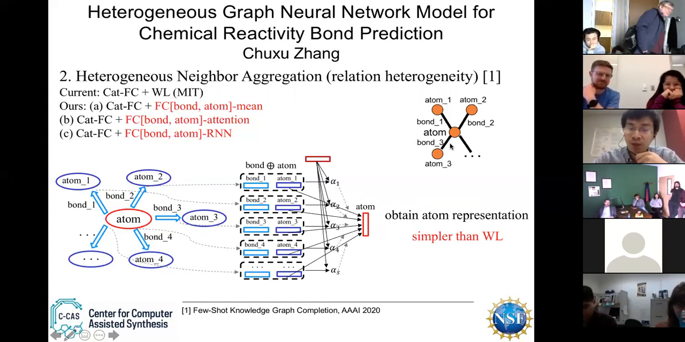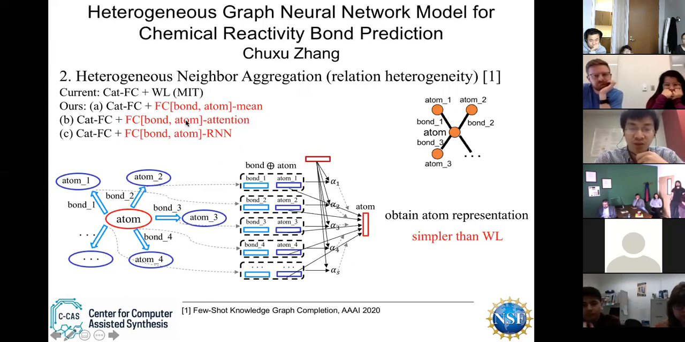So based on these, we want to develop a heterogeneous neighbor encoder, neighbor aggregators, to consider both the relation heterogeneity and the neighboring node heterogeneities. And then we have developed a heterogeneous graph neural network model to aggregate different types of atom neighbors connected by different types of bond information, right?